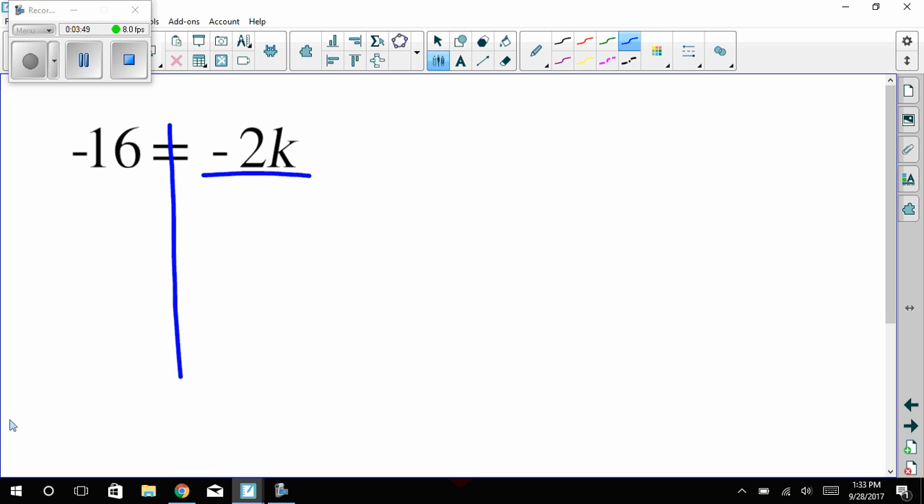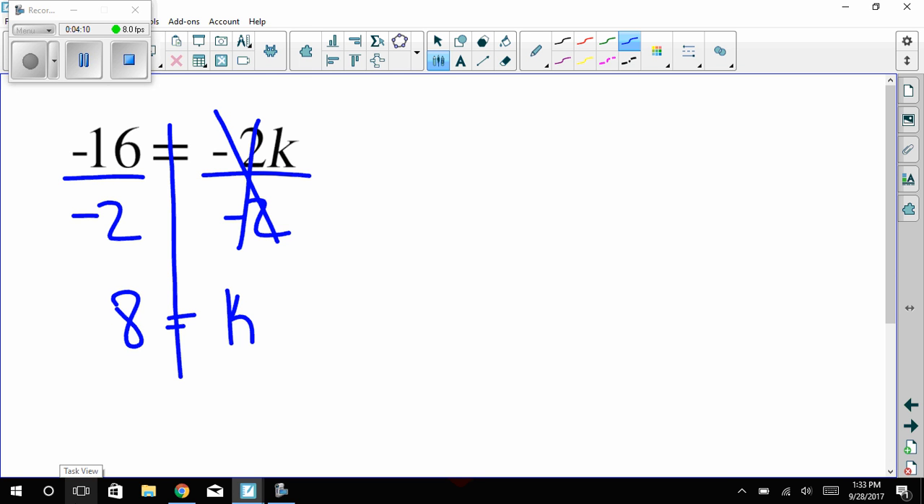Now, like I said earlier, when we divide by the exact same number, so we're going to divide by a negative 2 on both sides. On the right side, negative 2 on top and negative 2 on bottom cancel out, so we're left with just k. On the left side, negative 16 divided by negative 2 is positive 8. And remember, I always want the variable written on the left when we're done, so let's flip that around. So we have k equals 8, and that will be our solution there.